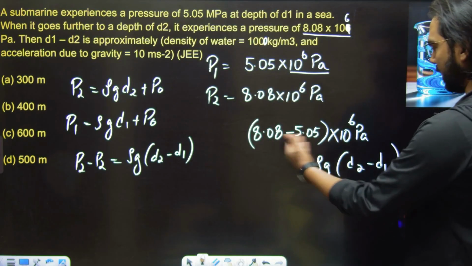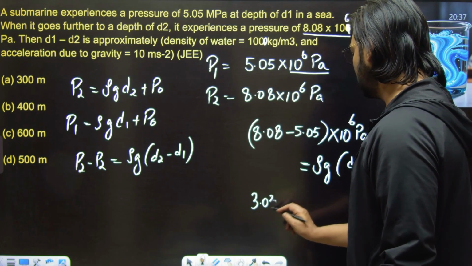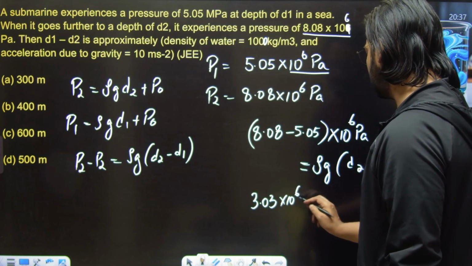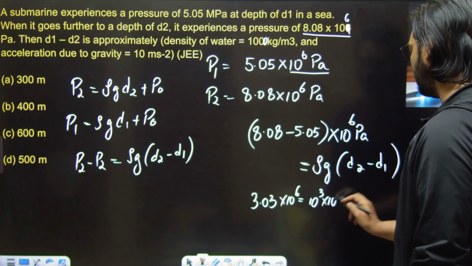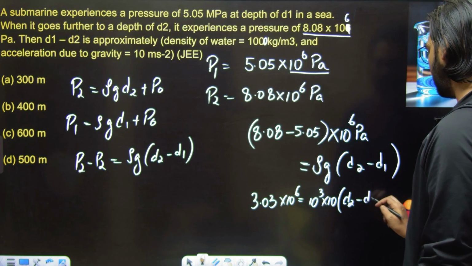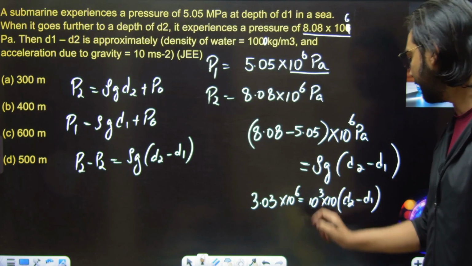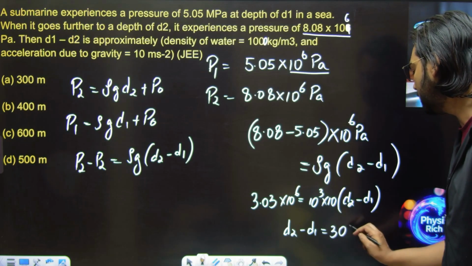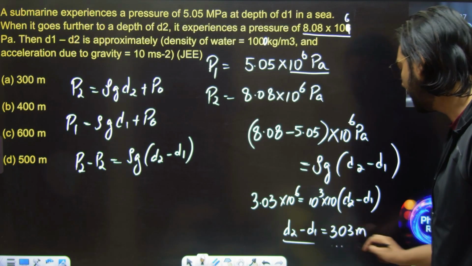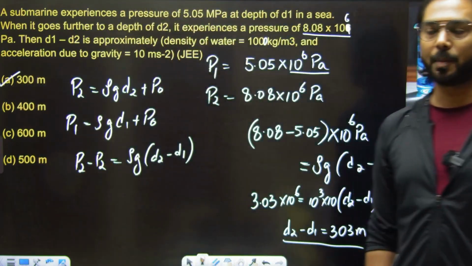Okay, now you see, if I calculate this, it's just going to give me 3.03 times 10 to the power 6, and rho is 10 to the power 3, g is another 10, and you get D2 minus D1 over here. And if I solve this, you see these powers of 10 get cancelled, and I simply get D2 minus D1 equals 303 meter. Okay. And what is my closest answer? My closest answer is option A.